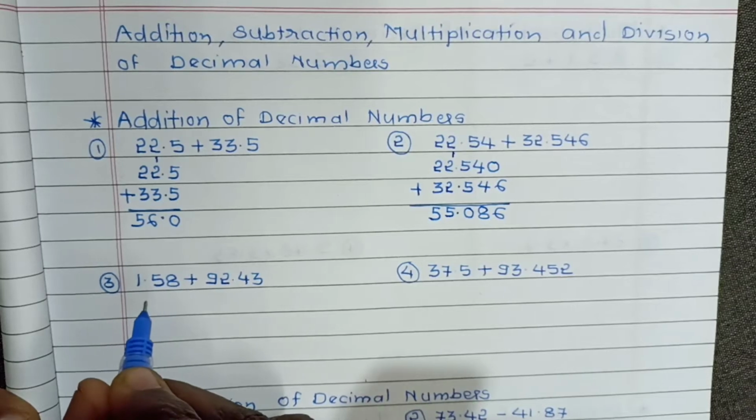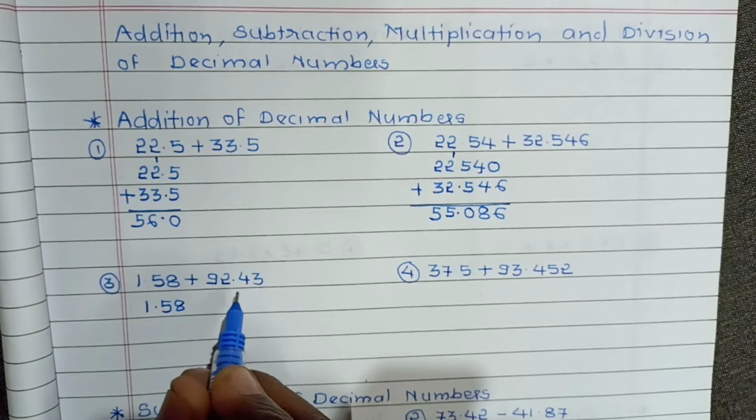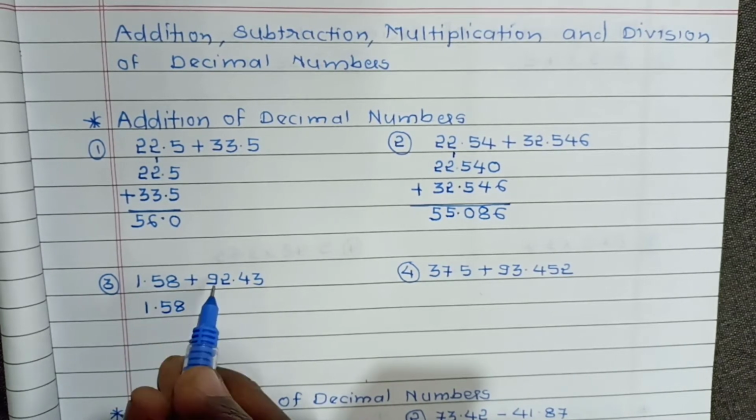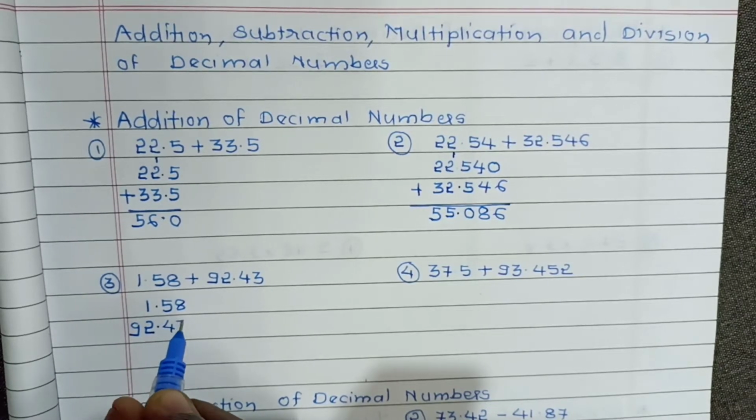Next 1.58 plus 92.43. So first you have to write 1.58 as it is. Then next number you have to write 92.43. 92 you have to write carefully. 92 where you have to write? Here. This 2 you have to write below 1 and 9 you have to write here. Then decimal point, then 4 3.